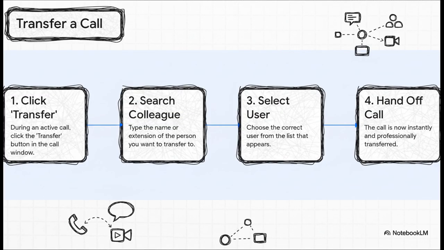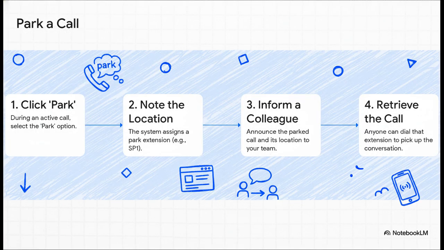Transferring a call, it's so smooth. Okay, so you're on a call, you see the transfer button. Just click that, start typing the name of the person you need, pick them from the list that pops up, and boom, that's it. The call is instantly sent over. Super professional.